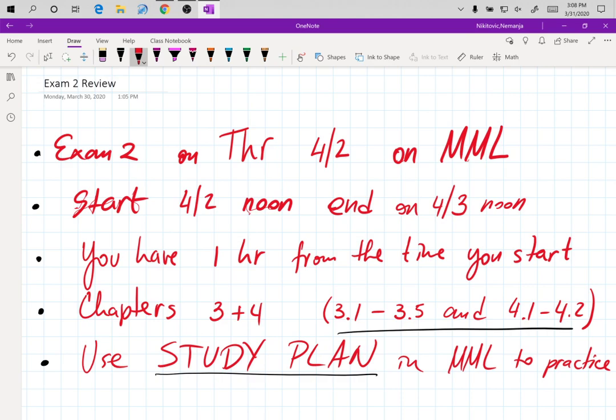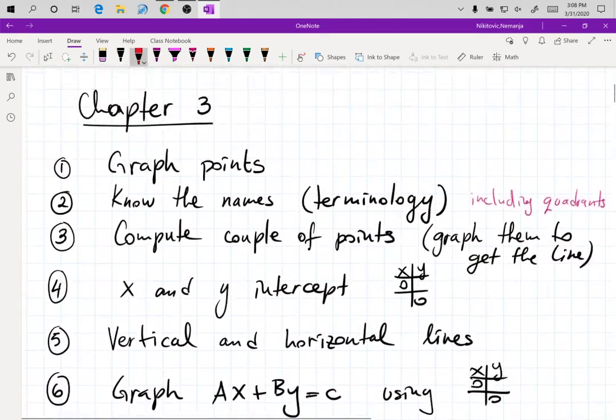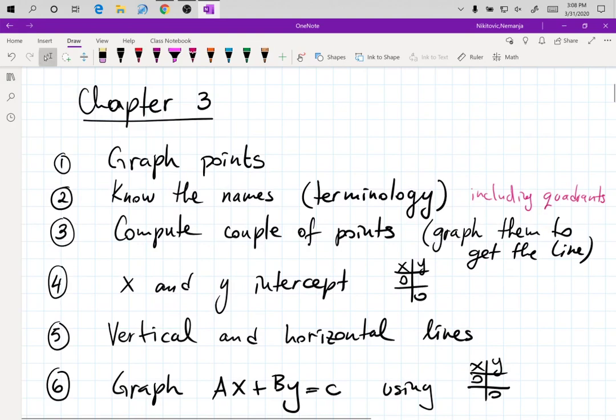All right, so I already had the review for my other class, so I'm just going to skip. Oh no, we're not going to skip over this. So these are the topics which are included on the exam.